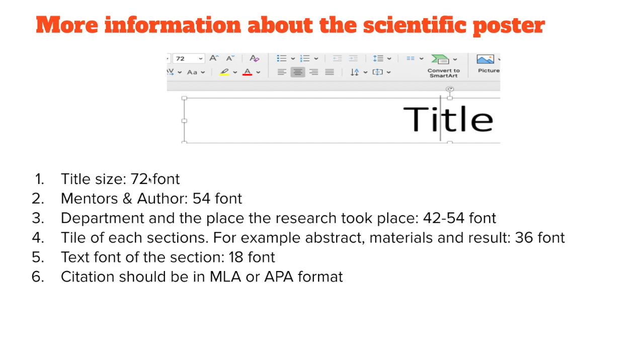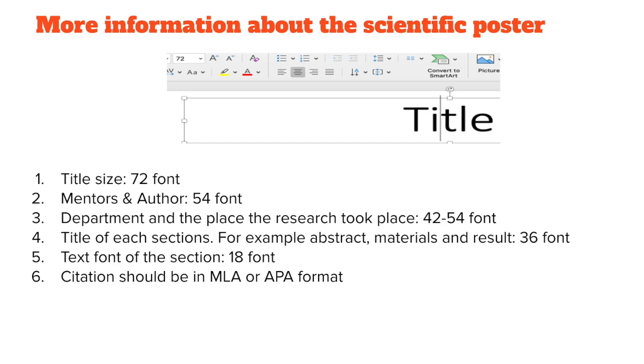Your title should always be 72 font, which means the number that you change in here. Mentors and authors: a mentor is the person that helps you, most likely your faculty, and you are the author, because you contributed and made your poster successful. Your name and your professor's name should be 54 font, the number that you change in here. Highlight the name and then change the font, then it will change the size. Department and place the research took place is the school that you did research at. It should be between 42 and 54. That means you can use 42, 43, 44, 45, or 50, 54, 53, any of them.